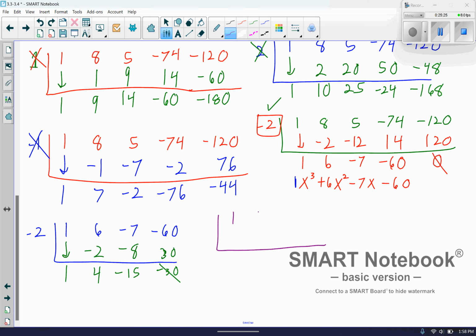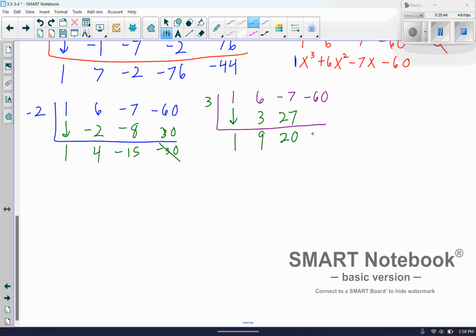So let's see, we're going to use those same 4 numbers, okay? And that makes life a little bit easier. And so next on our list was the 3 and negative 3. So let's try 3. So we drop the 1. 1 times 3 is 3. Add that together, that's 9. 9 times 3 is 27. Add that together, and let's see, what does that give us? Positive 20. And then 20 times 3 is 60. Yay, we hit another one. Remainder of 0. So yes, I hit another one.